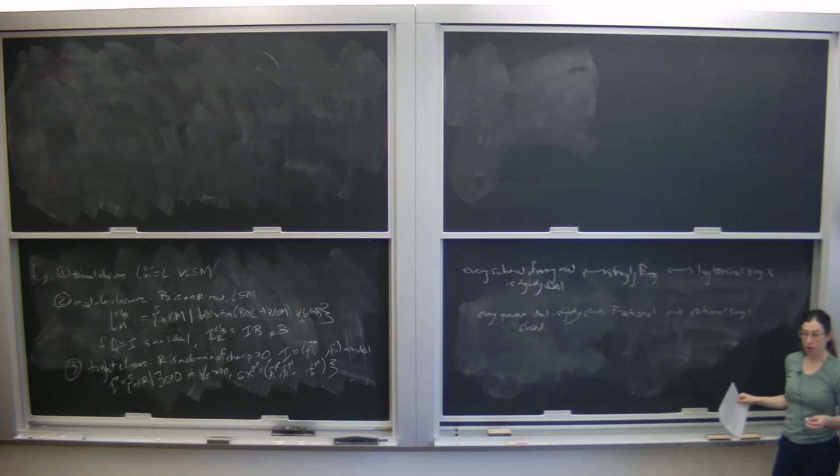If you want to look this up though, my recommendation is there's a survey paper by Karl Schwede and Kevin Tucker. They literally have a chart in the back of the paper that lists all the correspondences of singularity types. It's my favorite place to look this up.